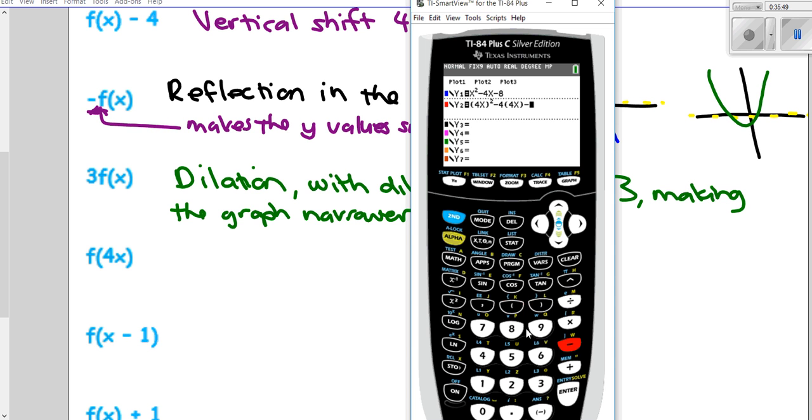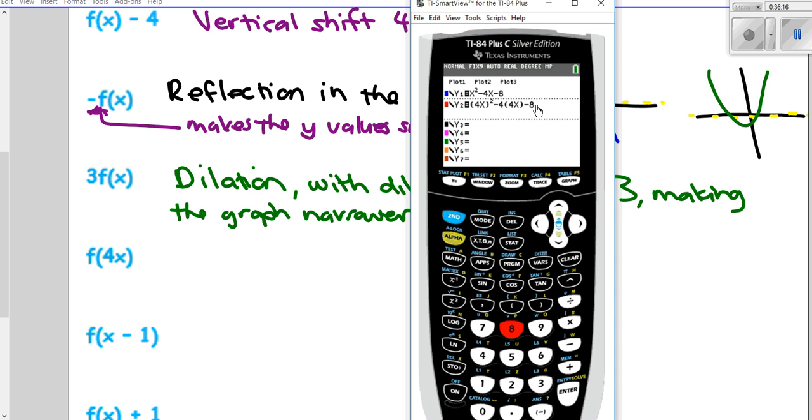So wherever the x is, you plug in 4x. It's almost like we're doing a composite function, a function of a function. In the original function, we're replacing all the x's with 4x. So instead of x squared, we've got (4x) in brackets squared. And instead of -4x, we've got -4 times (4x). And then -8 is just a constant.